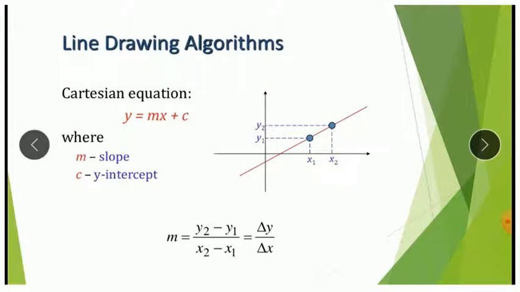This is the line drawing algorithm with the Cartesian equation y is equal to mx plus c, as you all know, where m is the slope and c is the intercept. Okay, and we have these coordinates, let's say x1 comma y1 is this point and x2 comma y2 is this point. And this is the formula for the slope. This is the basic, right?